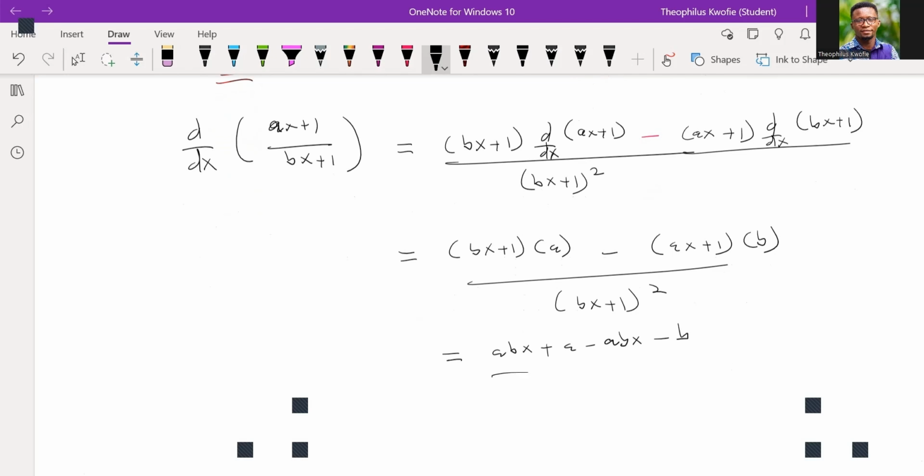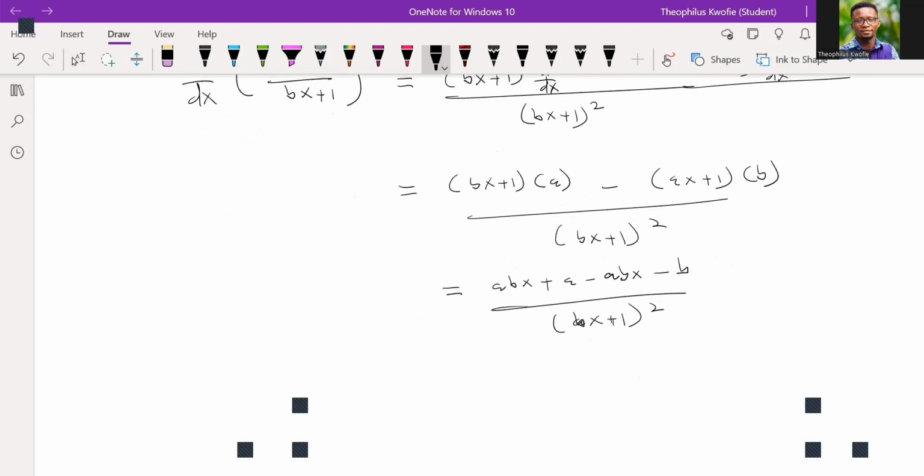Now, when you expand and simplify, you should be able to get something like abx minus b all divided by bx plus 1 to the power 2. And that should eventually give us what? So when you do your cancellation, you should be able to get a minus b all over bx plus 1 all to the power 2. So now we've been able to solve the problem. Very good. So you can compare your result to what we have and see.